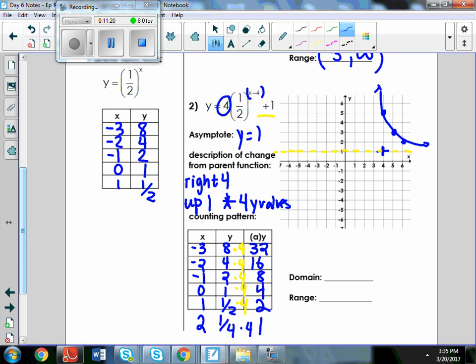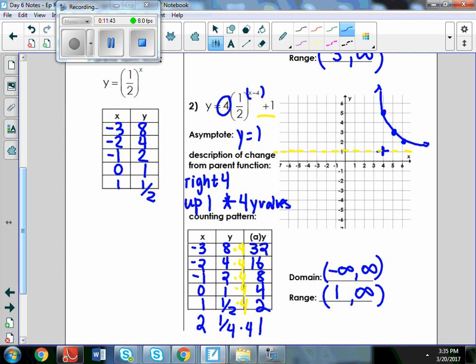So your domain is always the same, all real numbers, and then your range. What's your range going to be? Where does it start? 1. And even though it's real far above that, it's always your asymptote. Okay? It's going to get closer and closer to your asymptote, but it's never going to cross it. Okay, questions about the graphing?